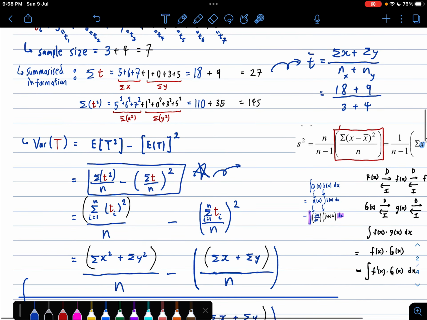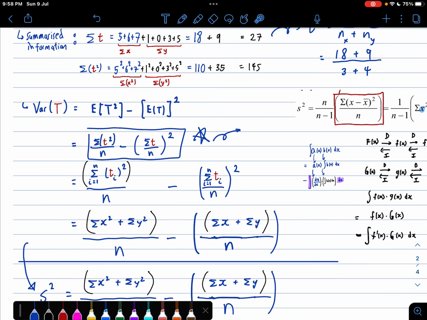Do the same thing again: sum t square over n minus, in brackets, sum t over n, squared. But this time we do something a bit more clever. This index i is not important. What's more important is to realize that sum t square here is really just sum x square plus sum y square, right? So it's this guy. How about my sum of ti? It's really just this part here, which is sum x plus sum y. So sum x plus sum y, I substitute into the numerator.